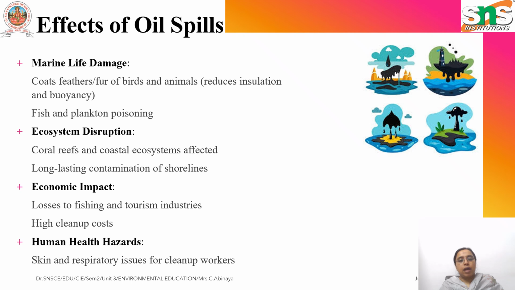So fish, planktons and coral reefs are also poisoned when there is an oil spill, because it is full of chemicals, right? So oil spills damage the coastal areas, killing the plants and animals and harming the food chain. So fishing and tourism industries suffer a lot, and countries have to spend millions on cleaning up these oils. And don't forget, workers and volunteers, when they are exposed to oil during the cleanup, may suffer from skin and breathing problems. So these are the effects of oil spills.